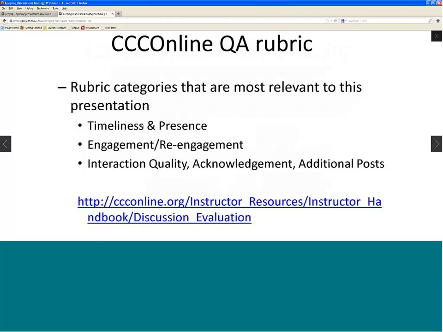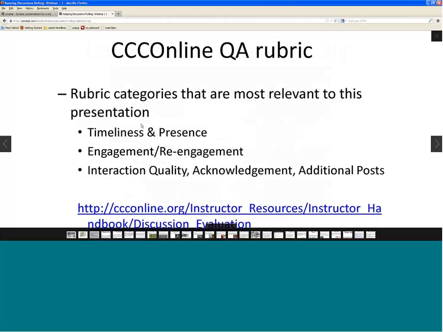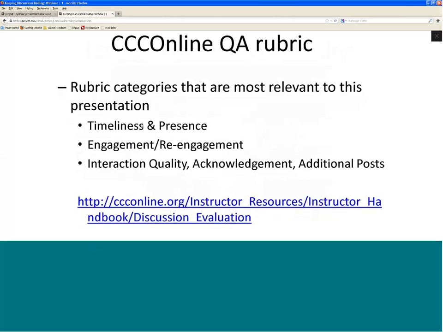I also wanted to touch on the CCC Online Quality Assurance Rubric, and we do assume that you all, and I can see from the names, I recognize you as most of you having taught with us for at least a little while. So I do believe that you are familiar with the rubric, but just to touch on this a bit, the rubric categories that are most relevant to this presentation, and I included the link there that will go directly to our threaded discussion rubric, are timeliness and presence.